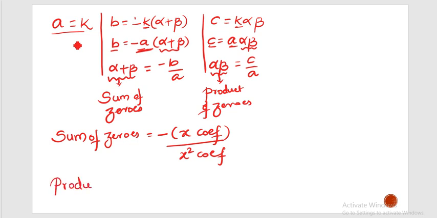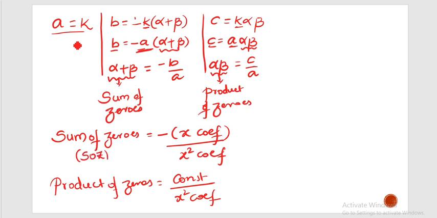Next I can write the product of zeros as constant by x square coefficient. So in problem solving I will be using this particular thing as SOZ, and this particular thing as POZ. So this is nothing but the shortcut. While solving the problems we are going to make use of these notations.